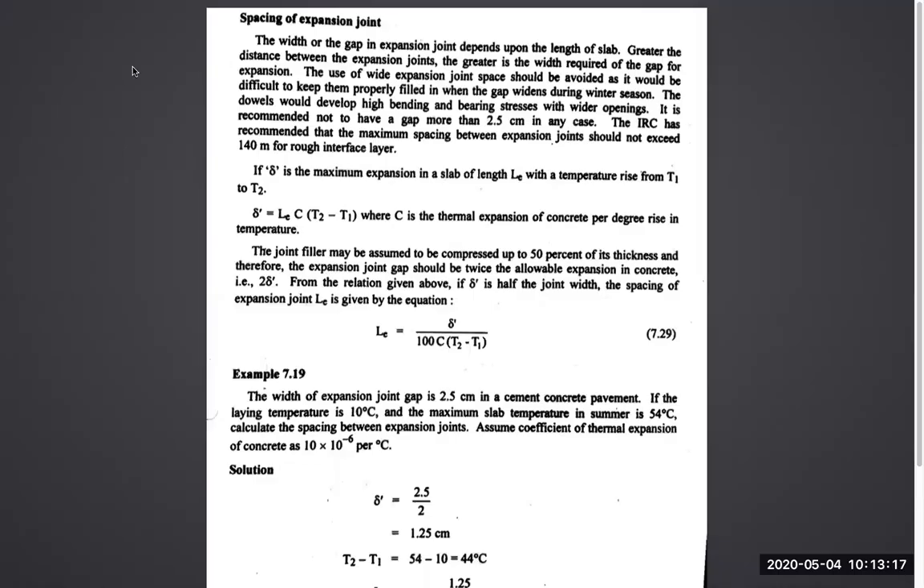In the previous lecture, we discussed joints, the types of joints which are provided for CC pavements, like longitudinal joints and transverse joints. Again, in longitudinal joints, we go for reinforcement in the form of tie bars. In transverse joints, we also go for reinforcement in the form of dowel bars.